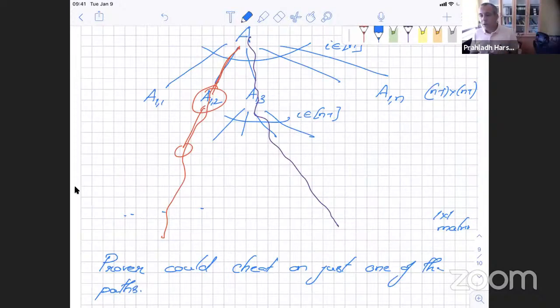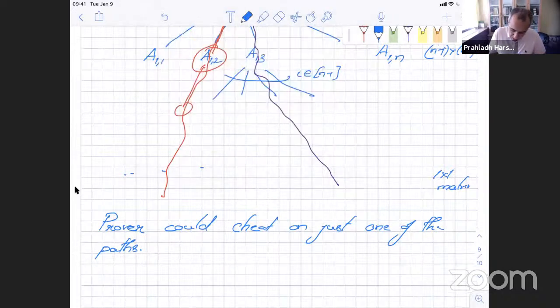Now, what is the probability? So now everything else it could give the correct answer. This path alone, it could cheat. So the verifier will catch the prover only if the verifier was lucky enough that on each of these rounds, it actually picked this path. If at any point of time it deviates from this path, the verifier cannot figure out that the prover has cheated. What is the probability of this happening? It's 1/n times 1/(n-1) times 1/(n-2), all the way up to 1/n factorial.